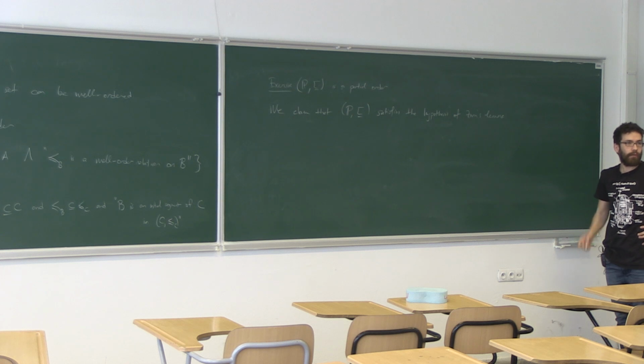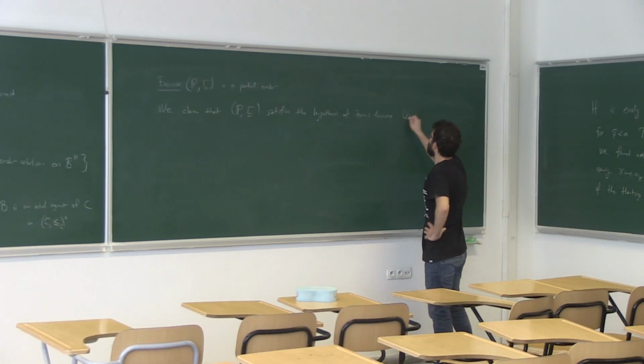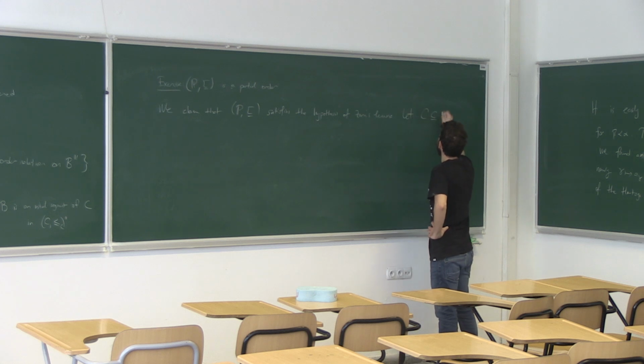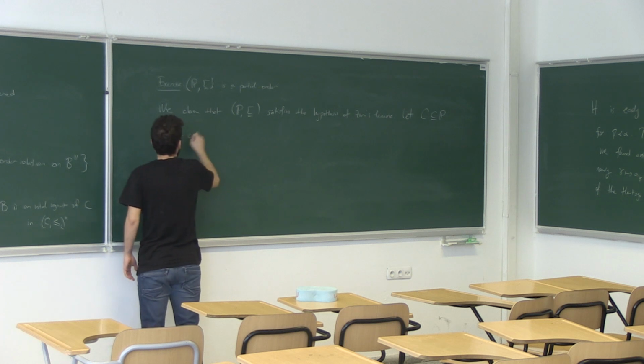So what do I need to show? I need to show that every chain has an upper bound. Okay? So let C be a chain.